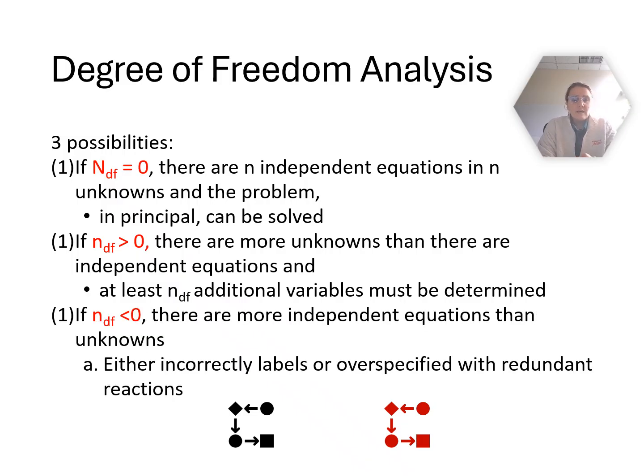If the number of degrees of freedom is less than 0, there are more independent equations than unknowns, which means that we have actually overspecified the problem because there are relationships that conflict with each other. And so we either have incorrect labels or we've overspecified the problem.